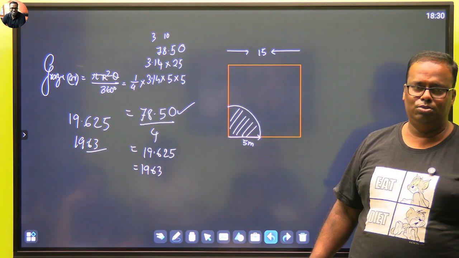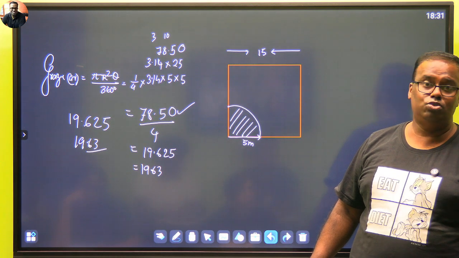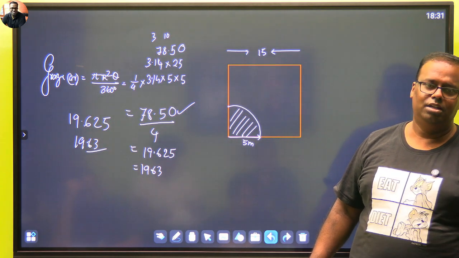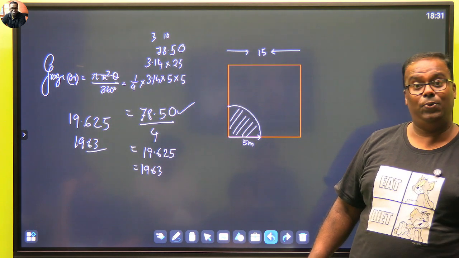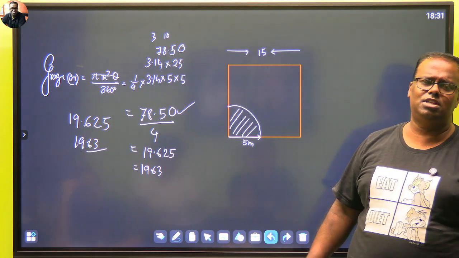You are not allowed to do that. When you are told 3.14, you must use 3.14. Don't use 22 by 7. No, I did not use that. Then how did you bring it to a fraction? 314 by 100. So 25 and 100, 4. 314 by 4. So good. So you should have done it faster.